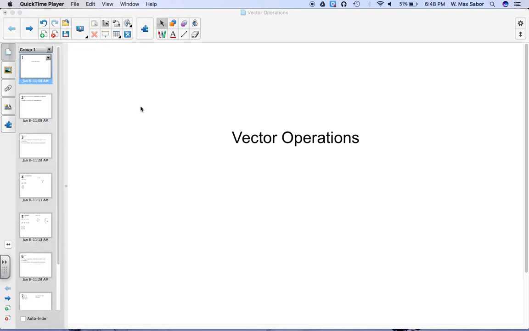How do we perform vector operations? Well, operations are things like addition, subtraction, multiplication, division. We won't be able to do all of those, but we'll do some of those now.